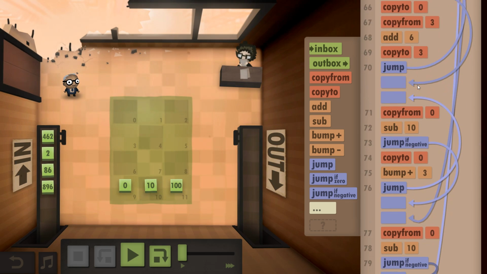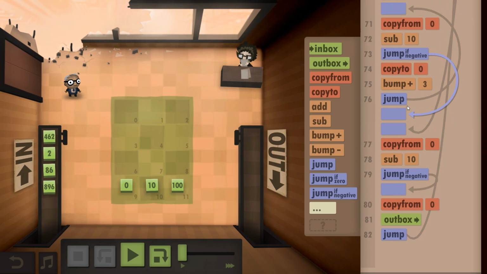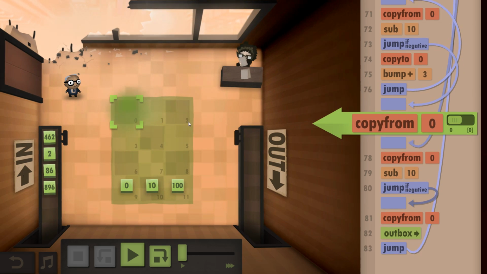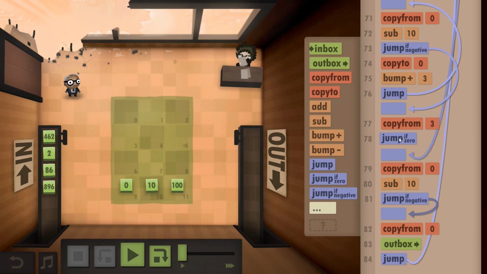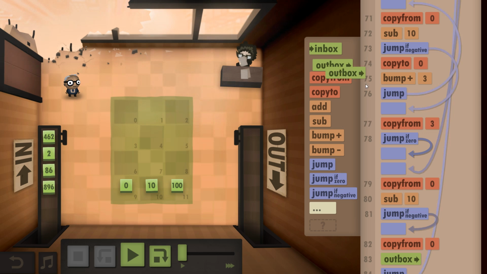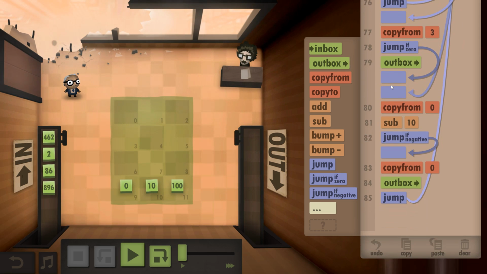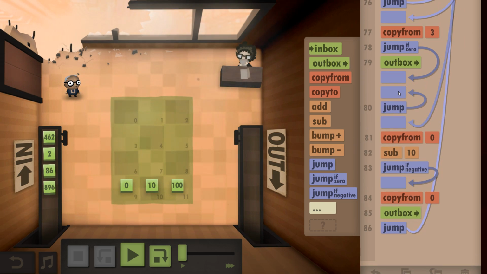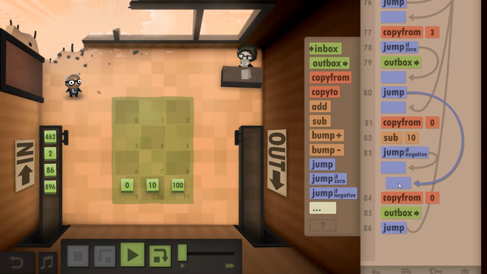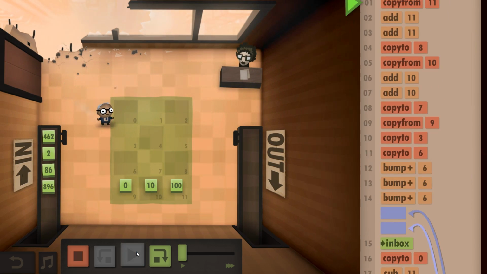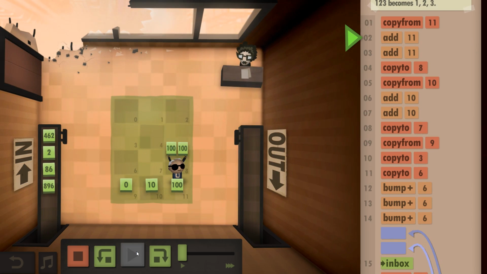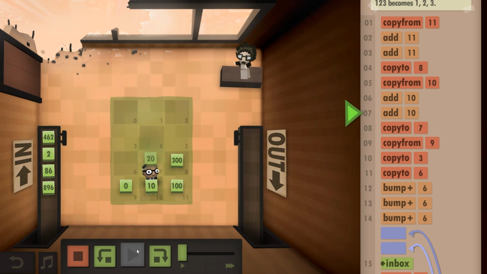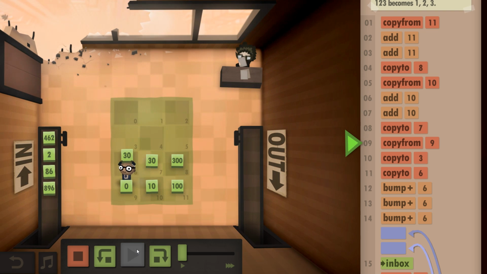Where am I? I can't see anything anymore. I'm going crazy. And if it's negative, we're done. So we want to copy from 3, and if it's 0, we don't outbox it. And if it is not 0, we outbox it. And then I need another jump down here, maybe. I don't even know. There's probably a mistake somewhere in here. And I don't know how many steps I'll save with that, if any at all, because it's a weird, ugly solution still.